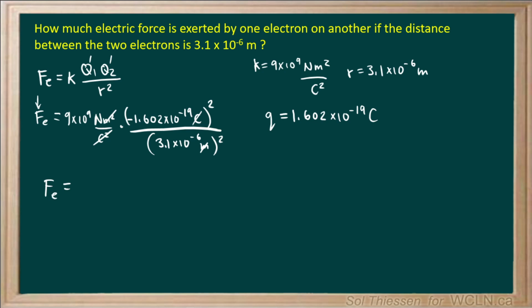Okay, so now if you plug this all into your calculator, you should get a final answer of positive 2.4 times 10 to the power of minus 17 newtons. Notice that this is positive because we have a negative times a negative in the numerator, which will give us a positive value. And that positive value indicates that the force acting between the two electrons is repulsive. Since their charges have the same polarity, the two electrons are repelled from one another.